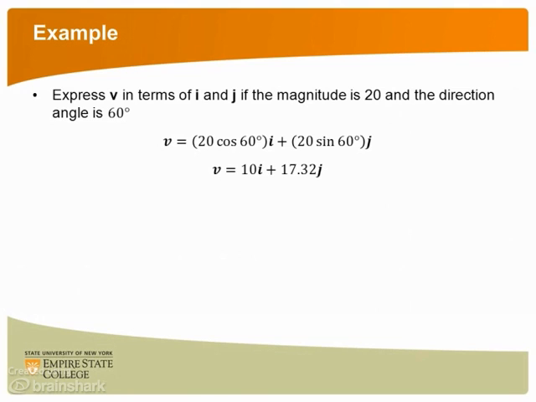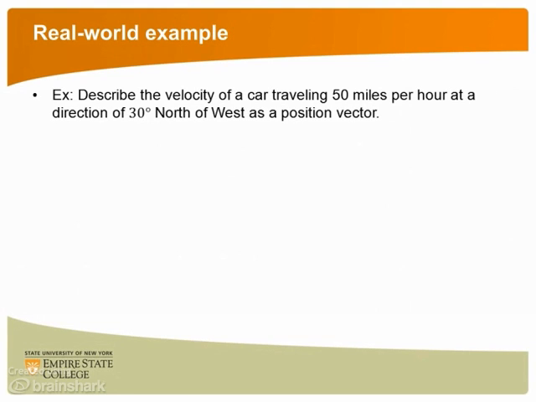What about a more realistic, real-world example? Suppose we know that a car has a velocity of 50 miles per hour, traveling in a direction 30 degrees north of west. What is this velocity when written as a position vector?